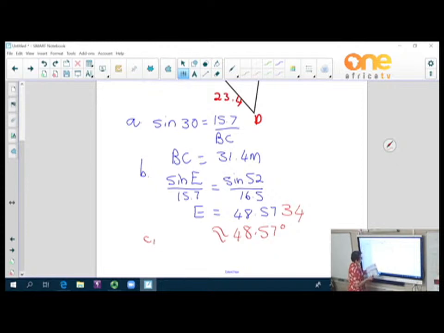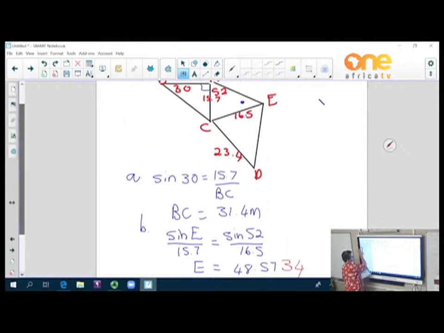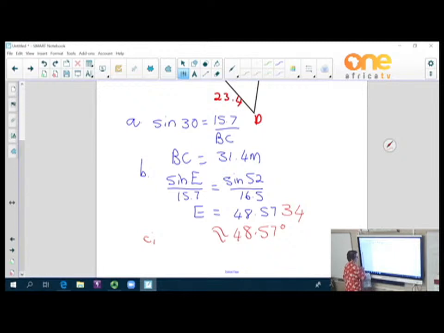Show that angle ECD is 40.6. Now ECD means this is the angle that we want to calculate. This is now not a right angle triangle in that case. So show that the angle is 40.6 correct to one decimal place.